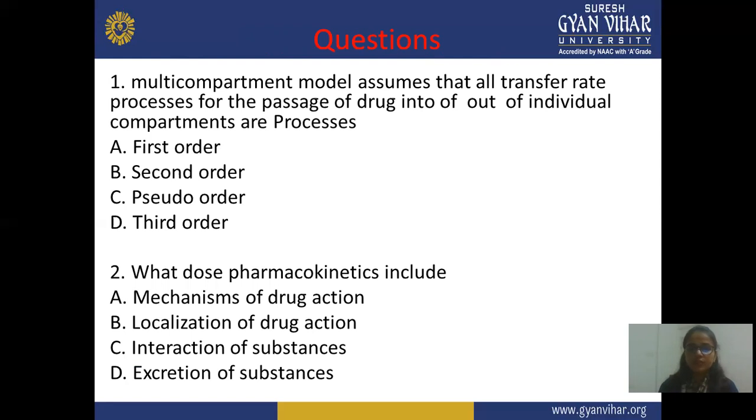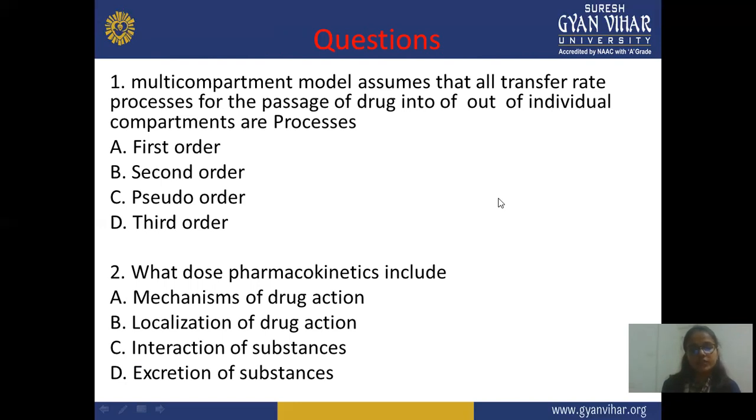In this question, first is the multi-compartmental model. Assume that all transfer processes of the passage of a drug into and out of the individual compartment are the blank process. Option A is first order, second is second order, third is pseudo order, and fourth is third order. Out of these ABCD options, you can select any one correct option.